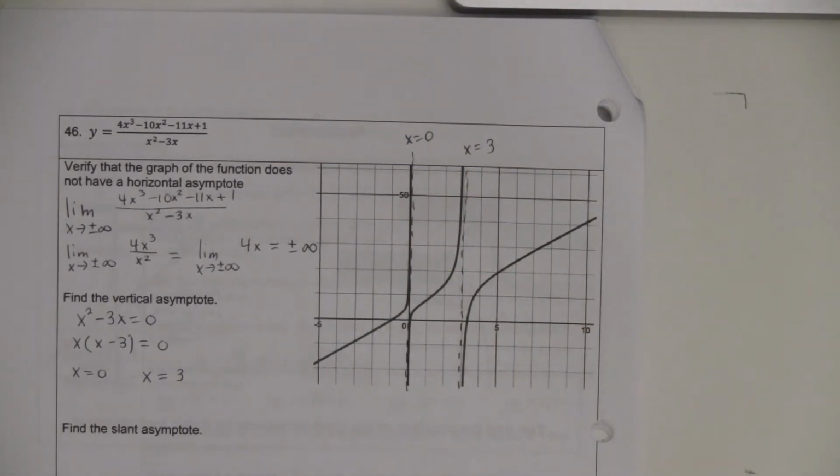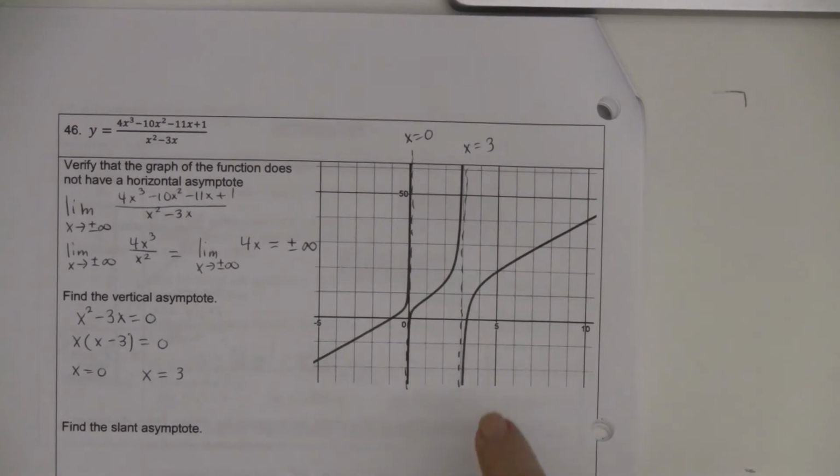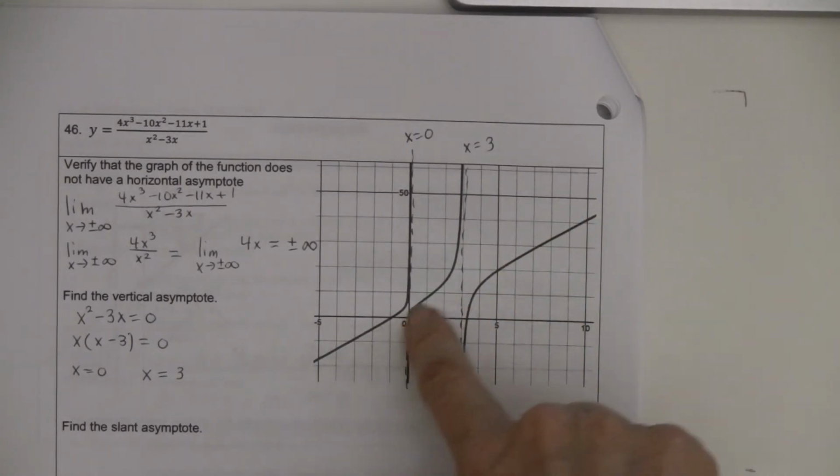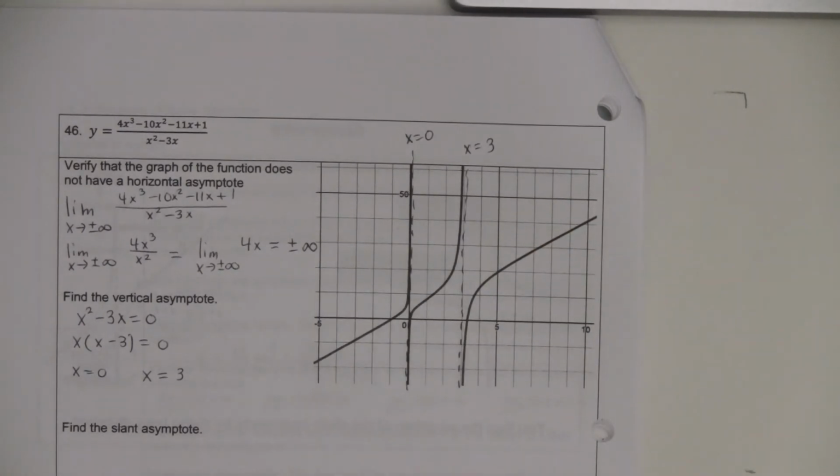Now it's asking me to find the slant asymptote. And I can see the slant asymptote here. Can you guys see it right there? There it is, right? So we're going to look for the equation of the slant asymptote. How you do it is by using long division.